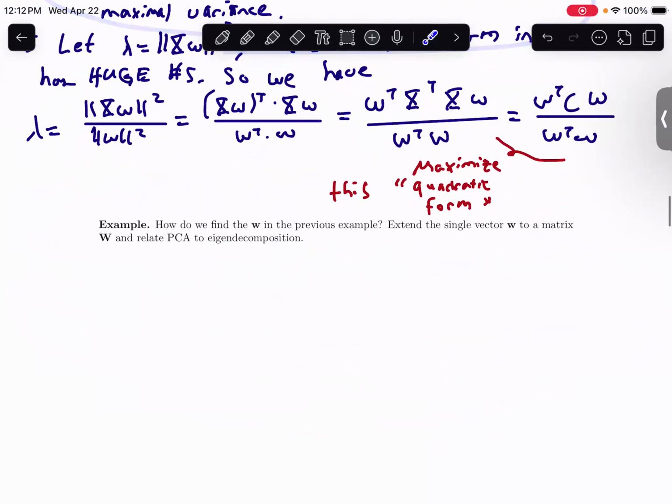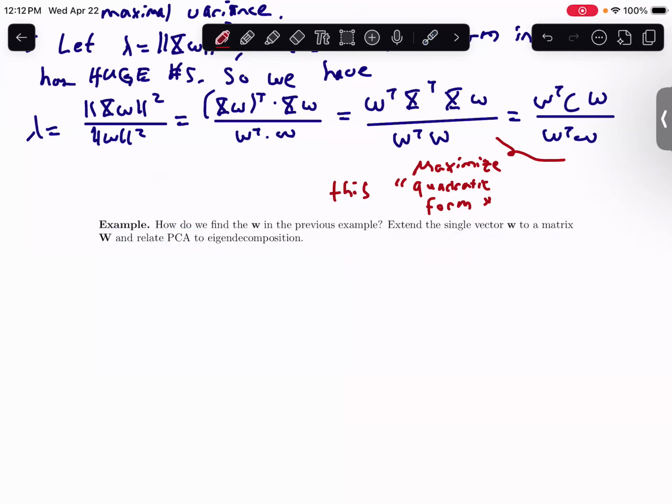So it's asking, how do we find the W in the previous example? The idea is that we're going to extend this single vector W into a capital matrix W. And then we're going to relate principal component analysis to eigendecomposition, or this idea of diagonalization.